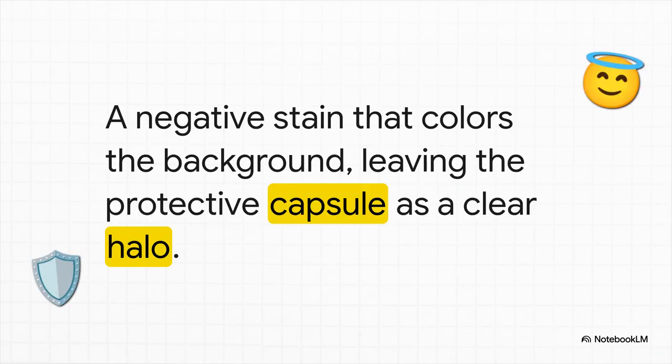So, to see that slimy shield, the capsule, scientists use a negative staining technique. It's really clever. The background gets colored, and the cell itself gets colored, but the capsule in between doesn't take up any dye. So what you see is this beautiful, clear halo around the bacterium. And seeing that halo is super important, because it's often linked to how dangerous a bacterium is.